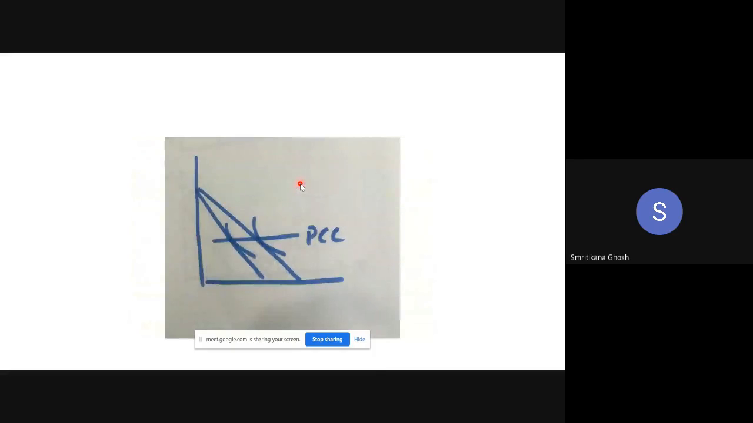This is the second. Here your PCC is parallel to the horizontal axis. That means Y consumption is not changing. This is the third option where you can see Y consumption is falling.